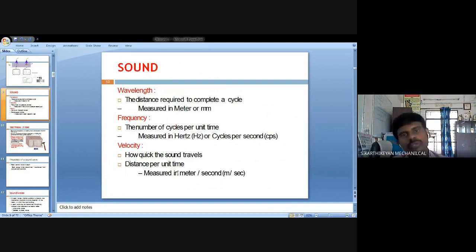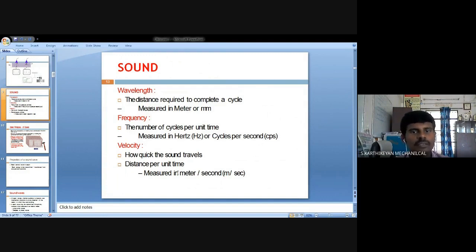How sound works. When we talk about sound, the basic dependencies we need are wavelength, frequency, and velocity. The distance required to complete a single cycle is known as wavelength, and it is commonly measured in meters or mm. Whereas frequency is the number of cycles per unit time. That is frequency, right? It is commonly measured in hertz or cycles per second.